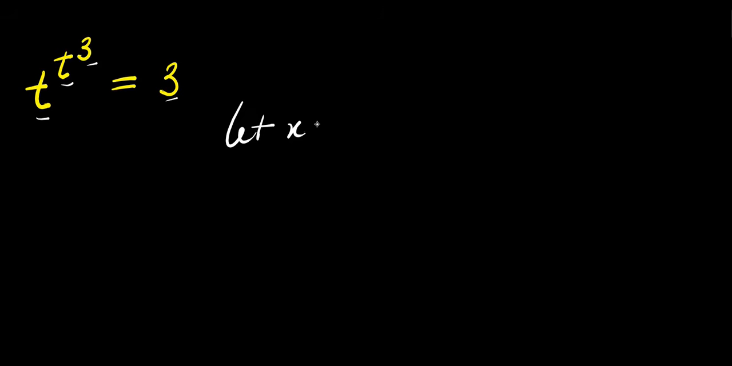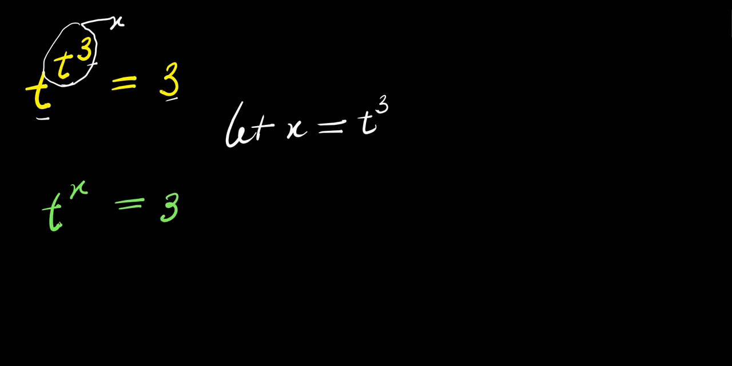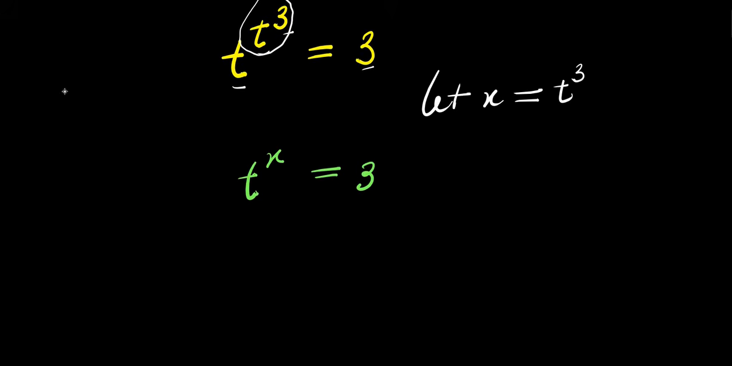replacing. I can say let x equals t power 3. So we replace this with x. That means I'm going to have t power x equals 3. Then I can make use of natural log. I have natural log of t to the power of x equals natural log of 3.